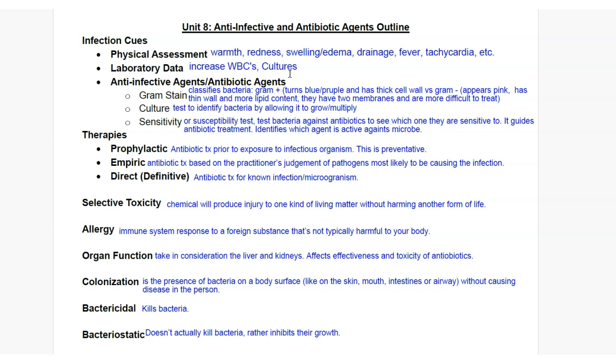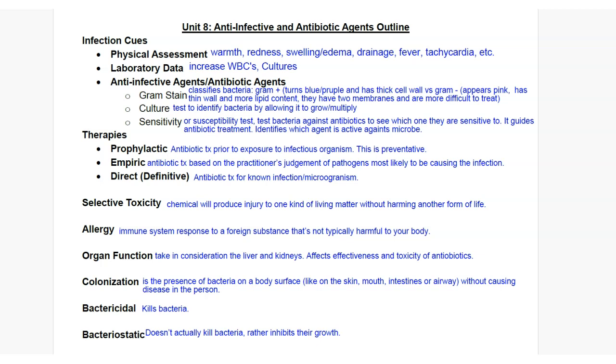Now, sensitivity is also called a susceptibility test. This is a test where we test the bacteria against some antibiotics to see if they are sensitive to them. This helps us determine the appropriate antibiotic treatment, and helps identify which agent or antibiotic is active against some microorganisms. Now, you may also hear the words prophylactic, empiric, or definitive therapy. Prophylactic therapy is basically an antibiotic treatment prior to exposure to infectious organisms. So this is basically preventative.